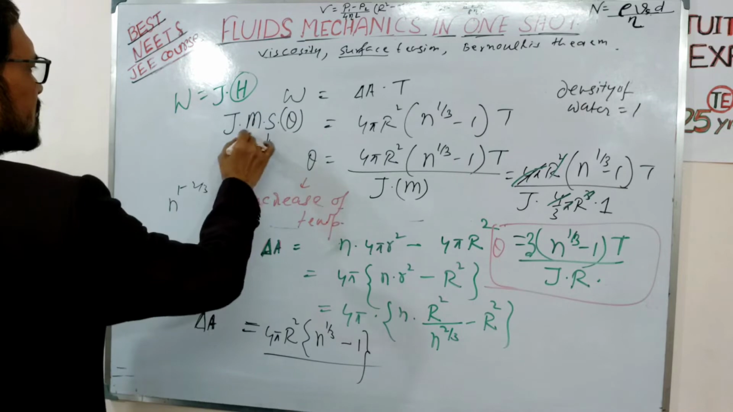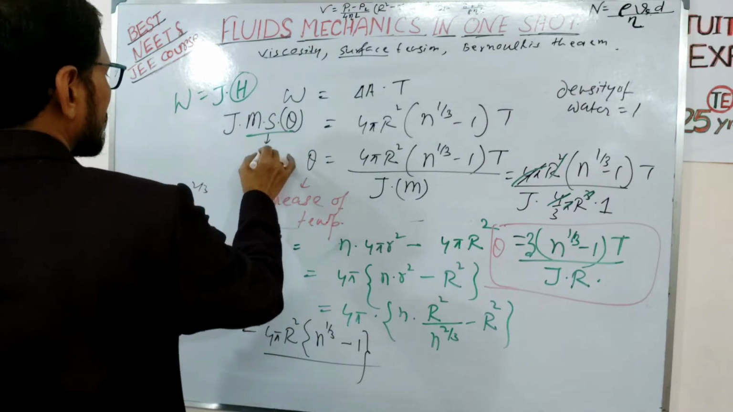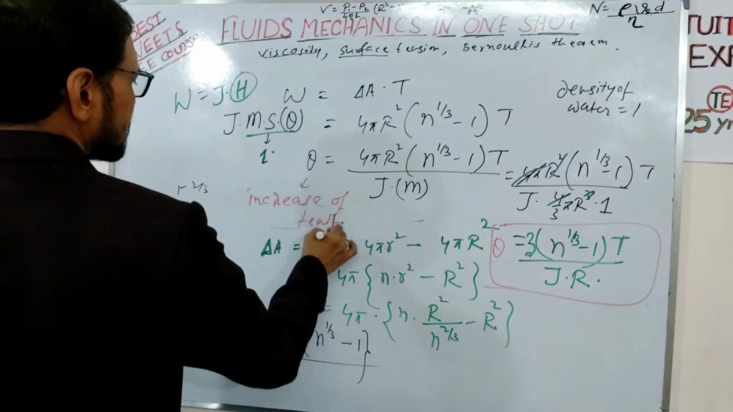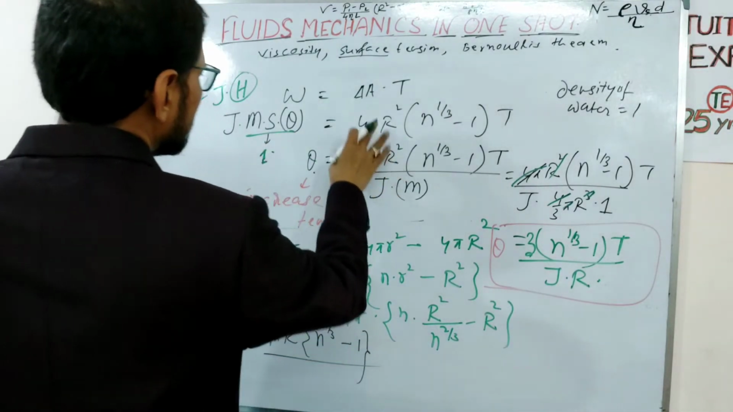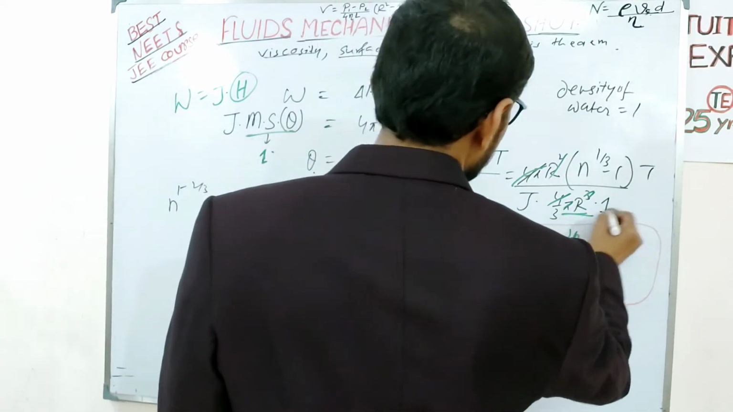H is the heat produced. Heat produced equal to m s theta, mass times specific heat, where specific heat is 1. Consider the specific heat of water equal to 1. Theta is the increase of temperature. So we know the formula H equal to m s theta, so theta equal to this by this. Now the mass of the big water droplet is volume into density.